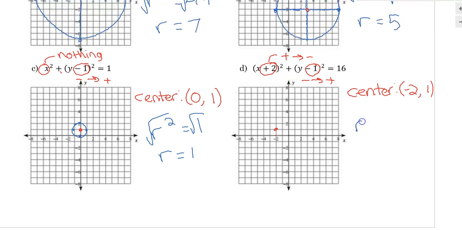Then r squared equals 16. Take the square root. The square root of 16 is 4. So I'm going to go over 4 this way, over 4 that way, just making sure 4. I'm going to make my circle. Okay. All right, that is it for drawing circles.